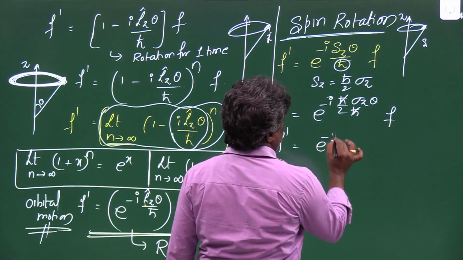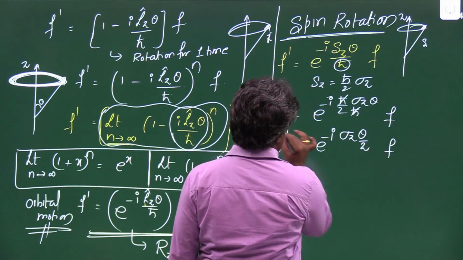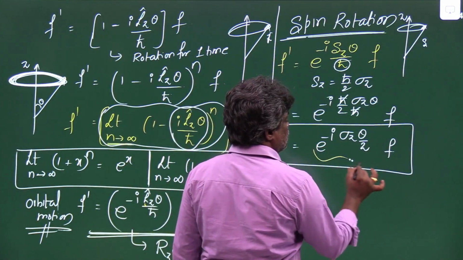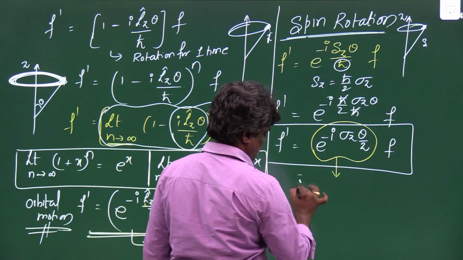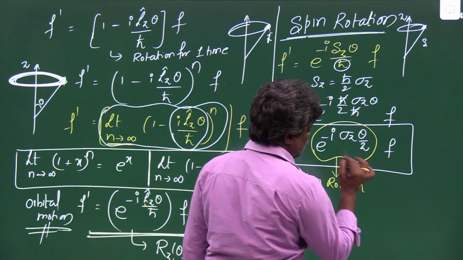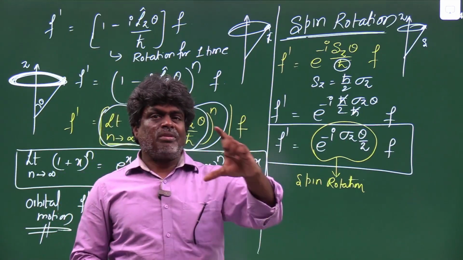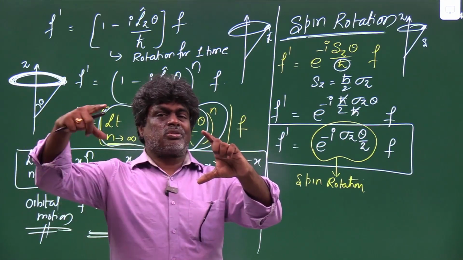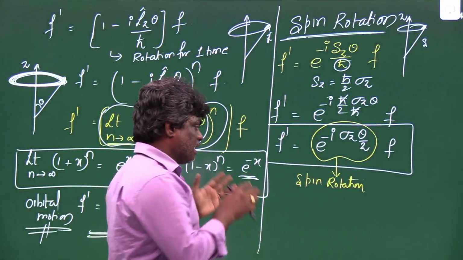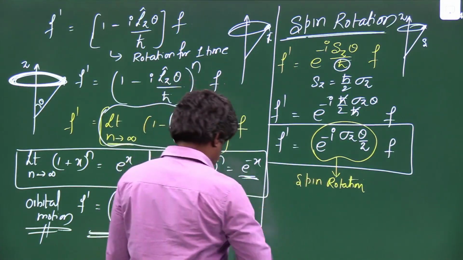e raised to minus iota sigma z theta by 2 F. Got it? So finally this is the spin rotation operator. That's why if you see some videos, they will explain the gates by using simply rotational operators. You have a state, okay, they will rotate through some angle about x-axis and y-axis and they will get the resultant. So gates, I mean single qubit gates, are nothing but spin rotational matrices.